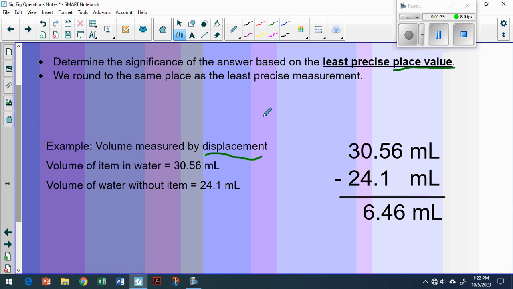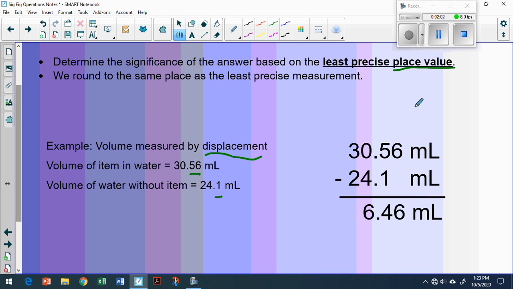So here, when we take a look at our volume of the item in the water, the measurement was reported to 2 decimal places. We see it reported to the hundredths place. But whoever took the measurement of the water without the item only reported to the tenths place, which means that the 1 in this case is estimated.